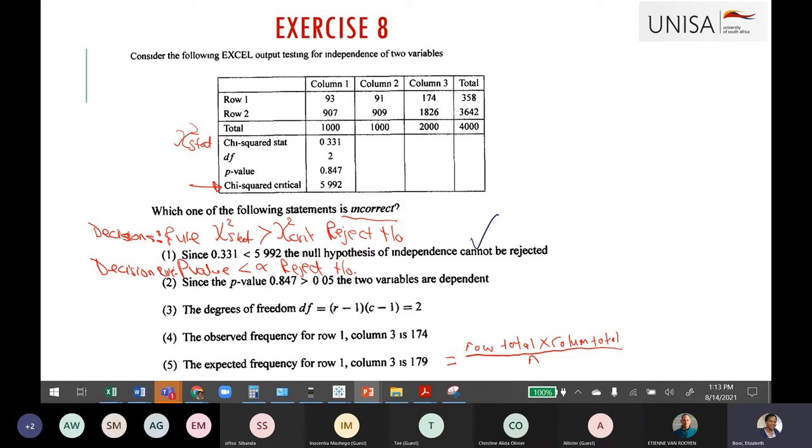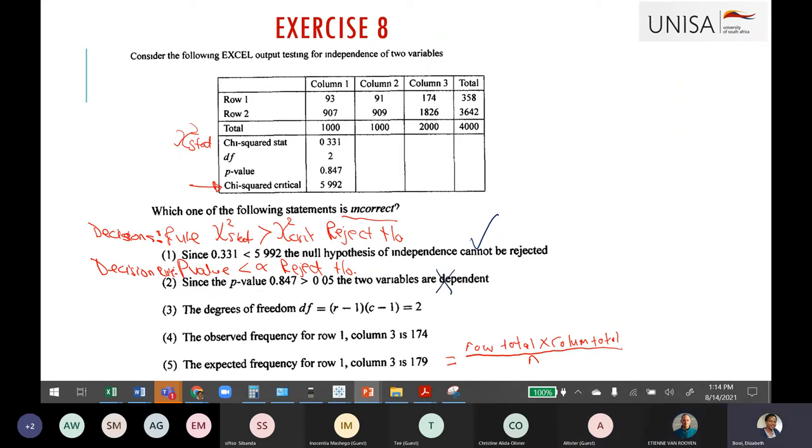Number two, the p-value of 0.847 is greater than 0.05. The two variables are dependent. I think this is the incorrect one. That is incorrect.